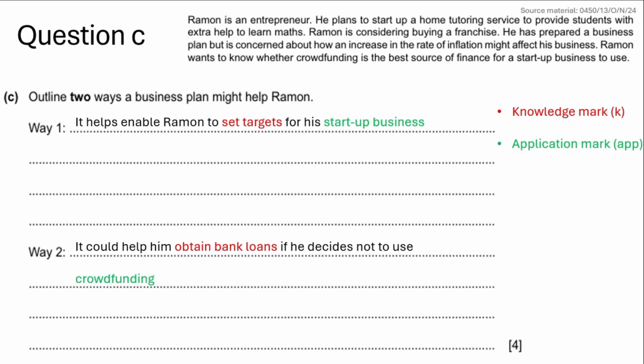It helps enable Ramon to set targets for his startup business. Set targets is the knowledge mark that you need, and then simply the words startup business give you your application. It is making it more relevant to Ramon. How will the business plan help Ramon? Not some random guy in Britain. Ramon is dealing with a startup business or a franchise or a home tutoring service, so you have to write those words there if you want marks. Such a short sentence, with very few words, will get you 2 marks, just like that.